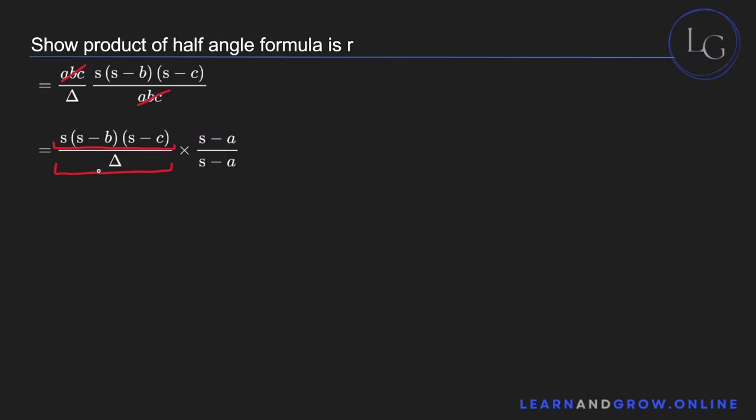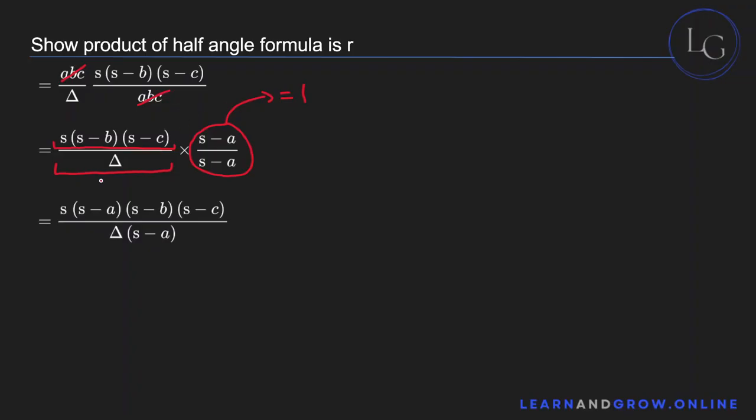We need to use the Heron's formula now. So you need S minus A. But since you're multiplying the numerator with S minus A, you need to multiply the denominator with S minus A as well, because the entire value of whatever you're multiplying with has to be equal to 1, right? So the actual expression does not change in value.